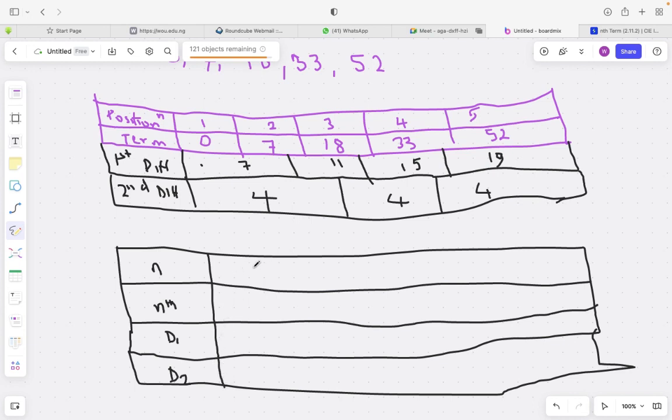So here is 1. There's 2. There's 3. There's 4. And here is 5.